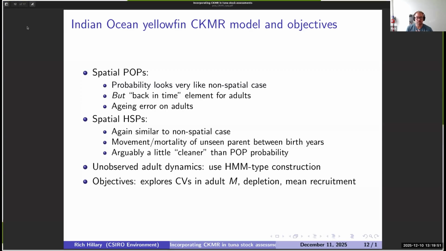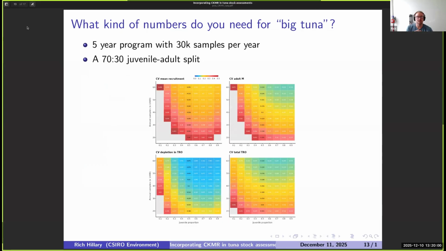What were the objectives that we're being asked to look at? Explore the CVs and the adult M, the overall depletion, the stock status, and mean recruitment. All right, so this is a bit busy, but it links into what kind of numbers you're thinking for big tuna. Yellowfin's pretty big, so I don't think it's as big as WCPFC in the Pacific, but it's pretty big. What we came up with, we've got four measures there. In the top left, we've got the CV on mean recruitment. Top right, CV on adult M. The bottom left, depletion in the total reproductive output. That's the SSB as proxy for that. This is the real thing. And then the CV in total reproductive output.